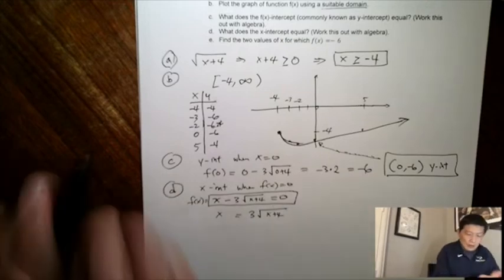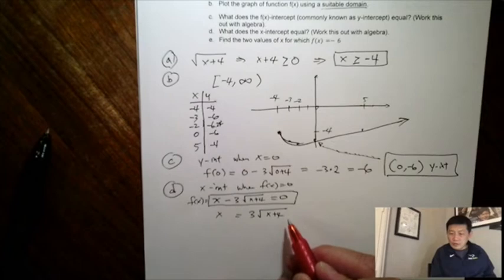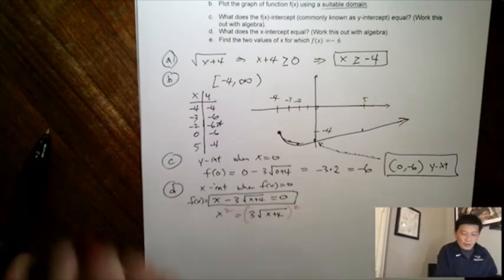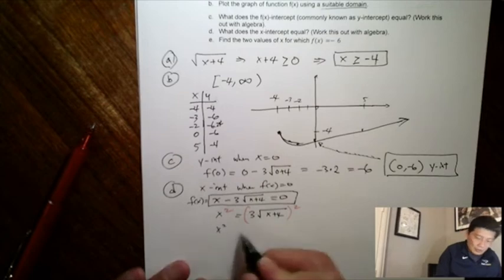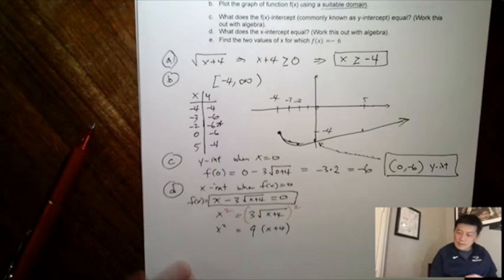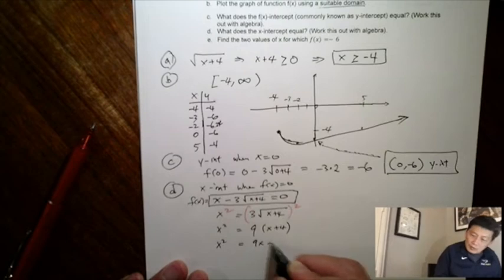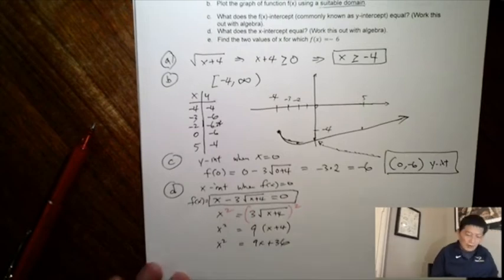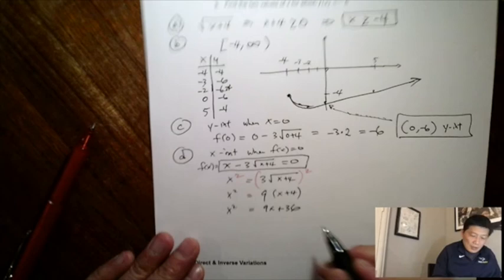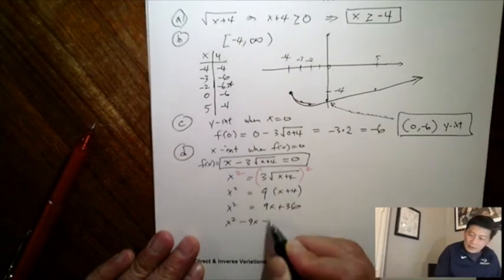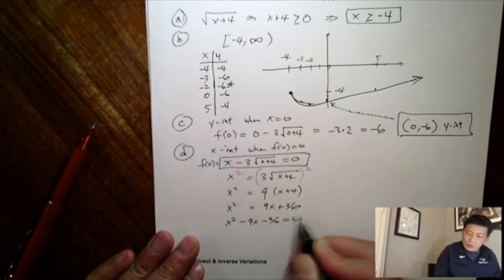Now then, what I'll do is, I want to get rid of the radical, so I need to put a parenthesis and square on both sides. So I end up with x squared is equal to 9 times x plus 4. So I end up with x squared is equal to 9x plus 36. Move everything onto the one side, I end up with x squared minus 9x minus 36 is equal to 0.